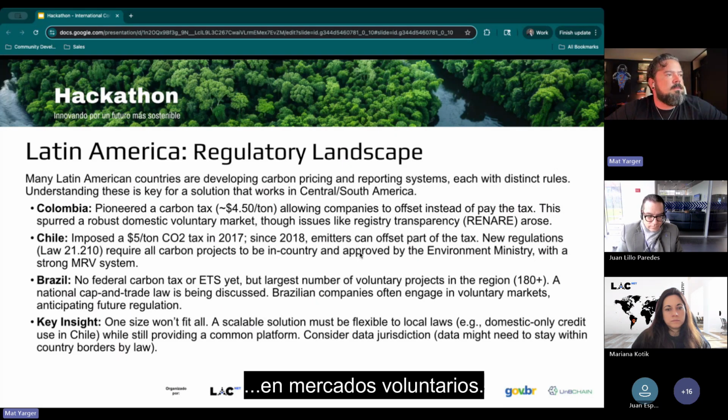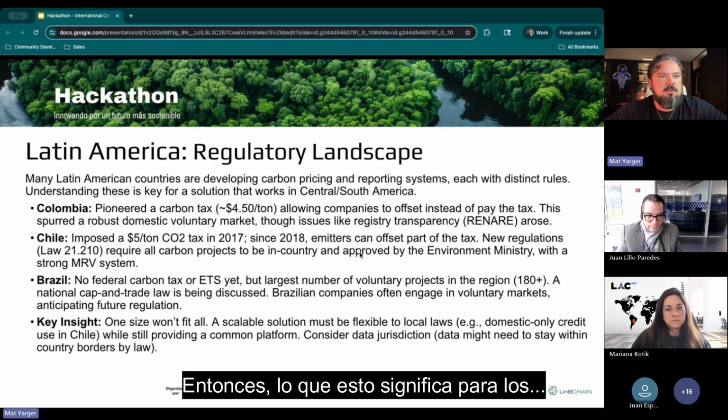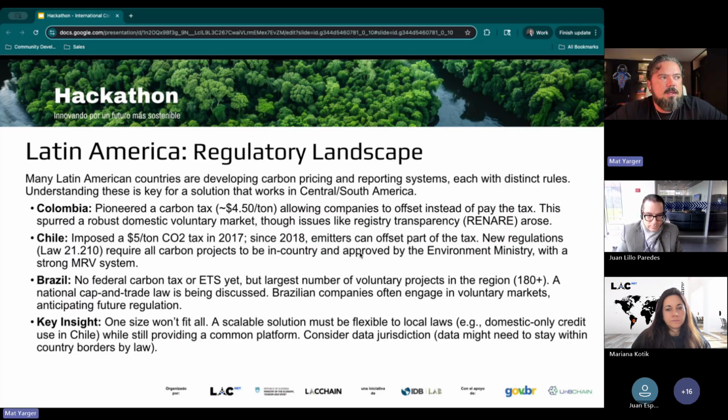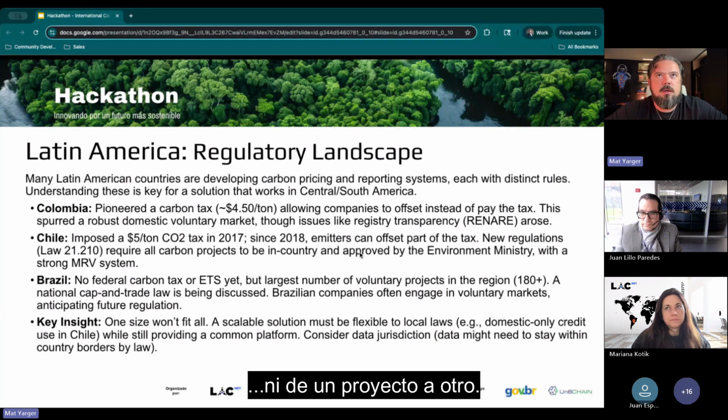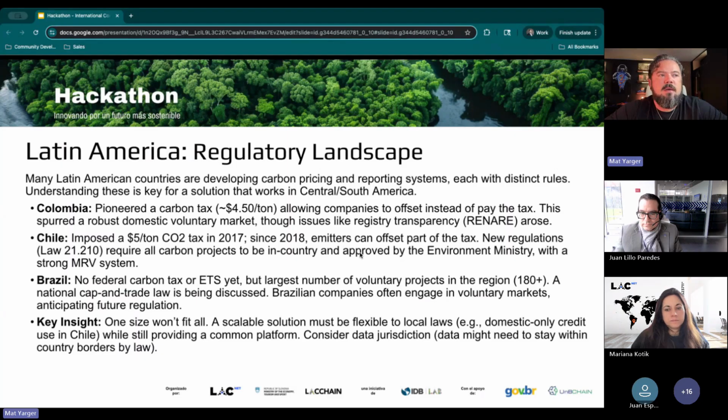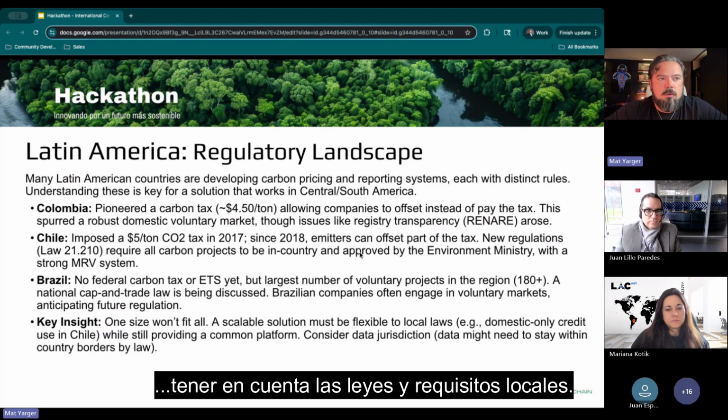So what this really means for hackathon participants is that one size is not going to fit all. It's not going to be the same from one country to another or one project to another. So you have to build a system that's pretty flexible, and you need to enable it to account for local laws and local requirements.